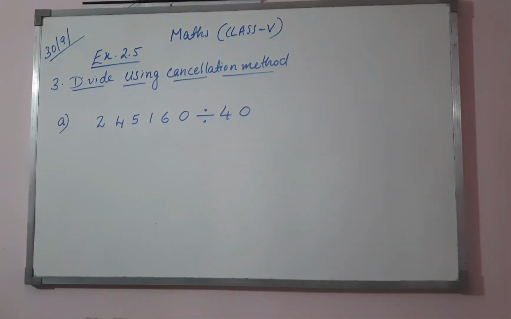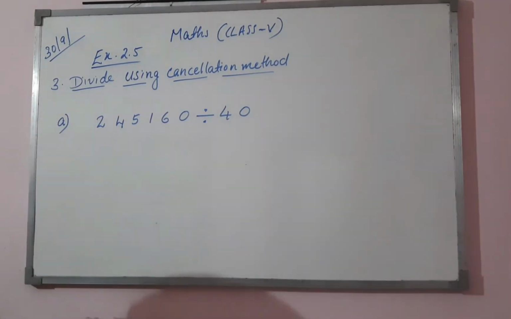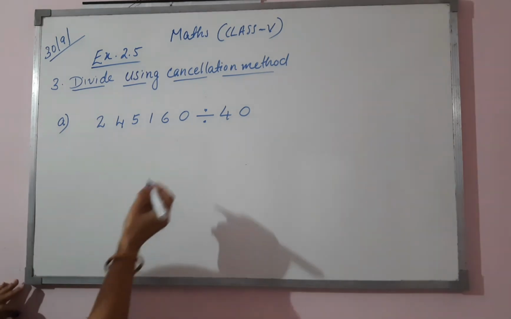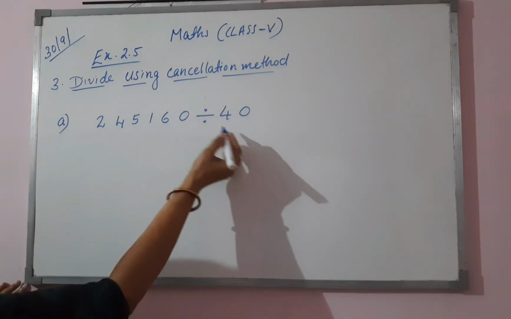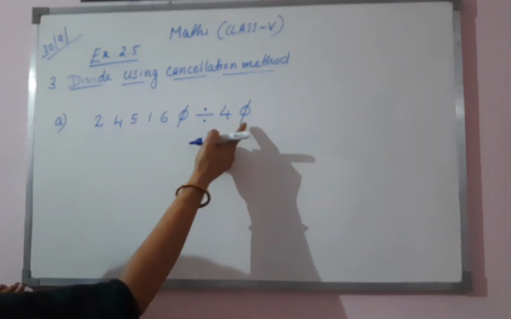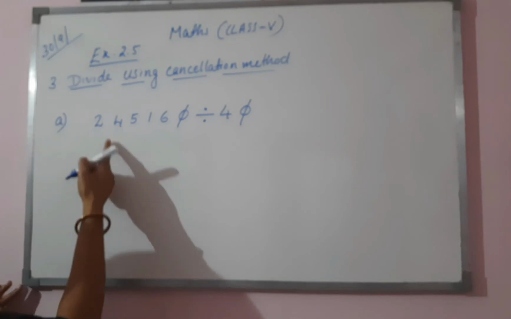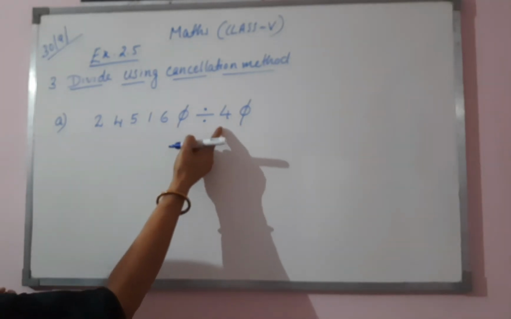Now third main, divide using cancellation method. So here it is given 2,45,160 divided by 40. First you should go through the divisor and dividend. If there are zeros, you have to cancel the zeros. Only one 0 is there. That one 0 we can cancel it. Then the left out digits we can divide.